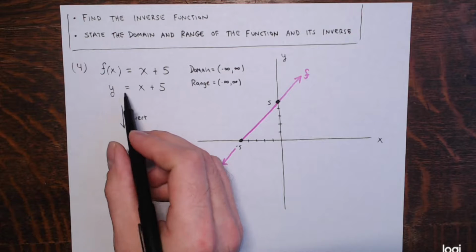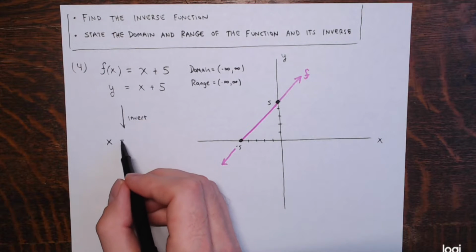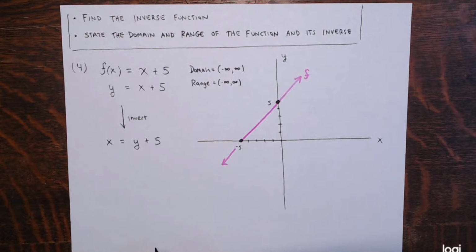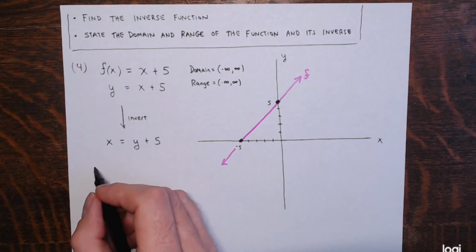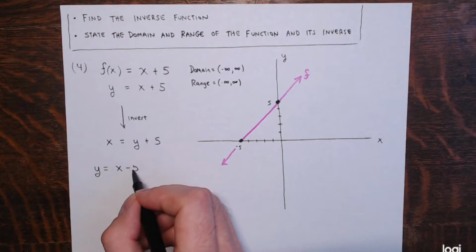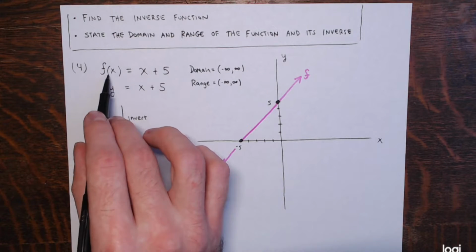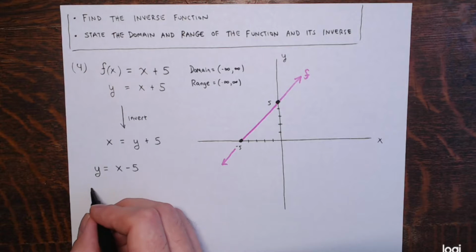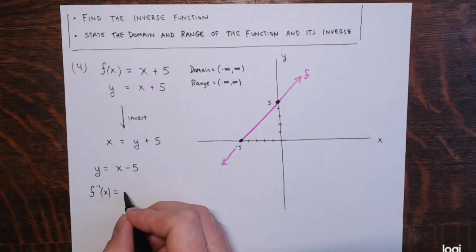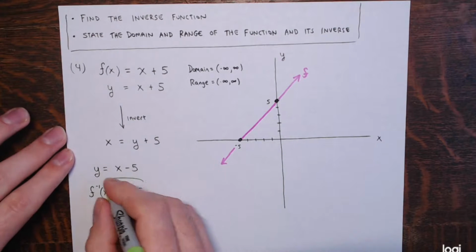So take the original equation here, y equals x plus 5, and I switch y with x and any x's with y's. So I get this equation, x equals y plus 5, and then we solve for y. y equals x minus 5. And this y, the original y represented f. This y represents f inverse, right? So this is f inverse of x equals x minus 5, right? So that's part 1.